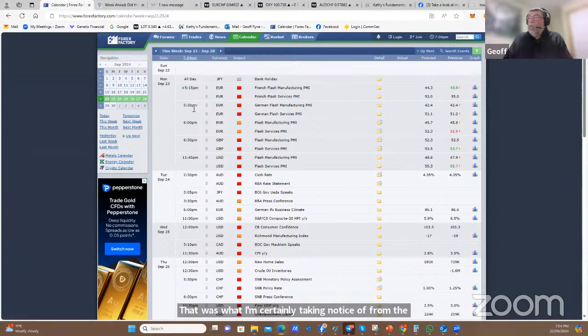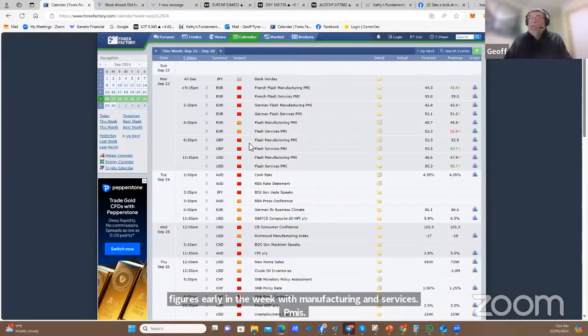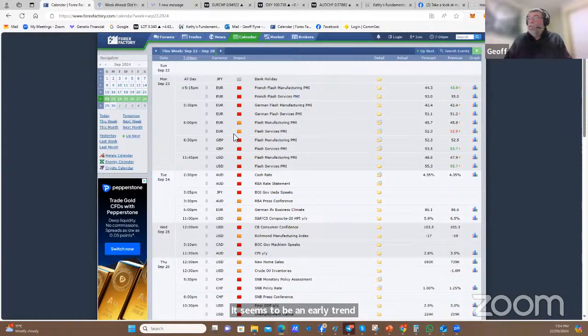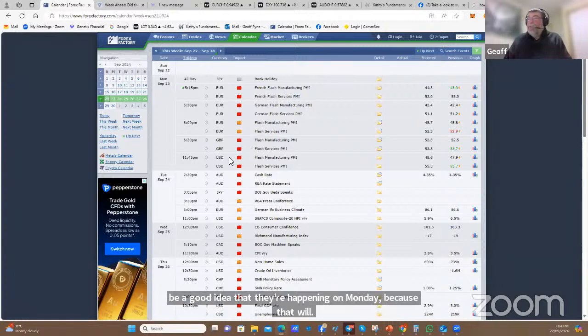Current week, or the week ahead, if you like: the Euro figures early in the week with manufacturing and services PMIs. It seems to be an early trend this week for PMI figures coming out, and certainly from that sector, and of course in the US as well. Might be a good idea that they're happening on Monday, because that will tend to shape how I will look at the market for the coming week.